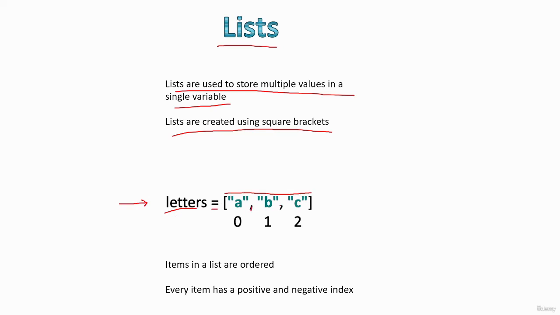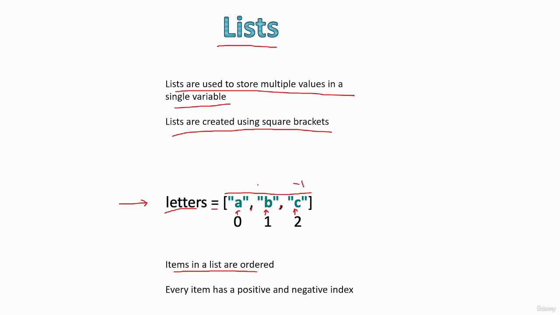by commas. Items in the list are ordered, so every item in a list has a positive index and a negative index. In the positive indexing system, the first item of the list has index 0. The second item has index 1. And the third item has index 2. And so on. In the negative indexing system, the last element has negative 1.